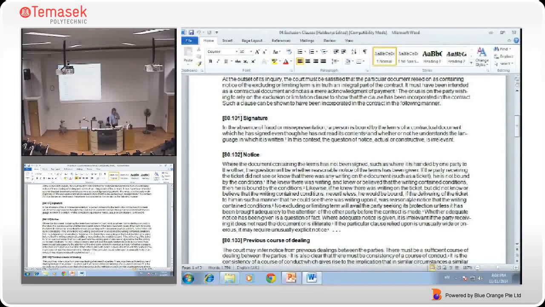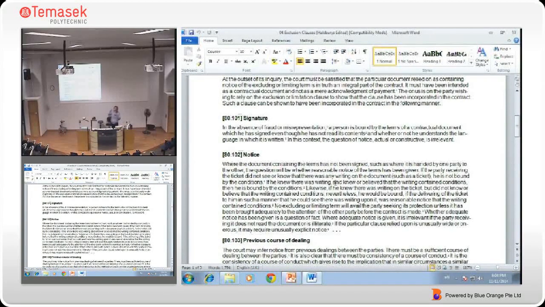Secondly, and this is actually the biggest issue, notice. Notice is the main issue. It's whether the party relying on the exclusion clause has given the other party notice of it. And finally, whether there's a previous course of dealing relating to this exclusion clause. Did they have this previously? If not, then question mark.